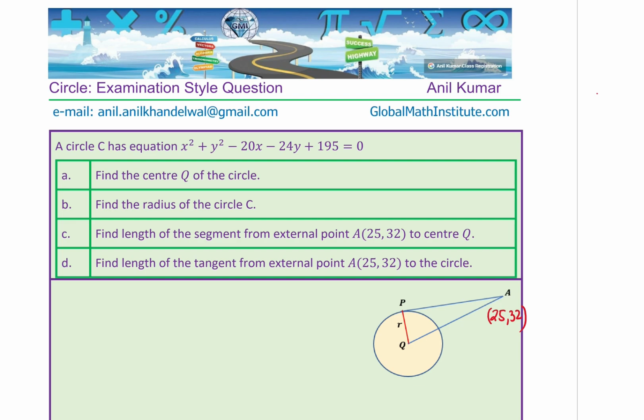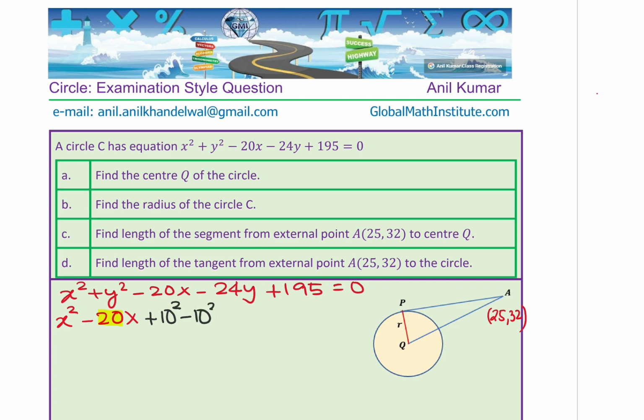Let us first see how we use the completing the squares method to find the center of the circle. We are given the equation x squared plus y squared minus 20x minus 24y plus 195 equals 0. Let's collect the x terms, which is x squared minus 20x. Now, to make it a perfect square, I need to add and subtract half of 20. So we'll add half of 20 square, so 10 square, and we'll subtract 10 square.